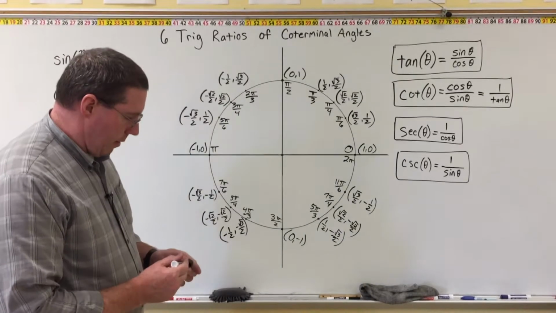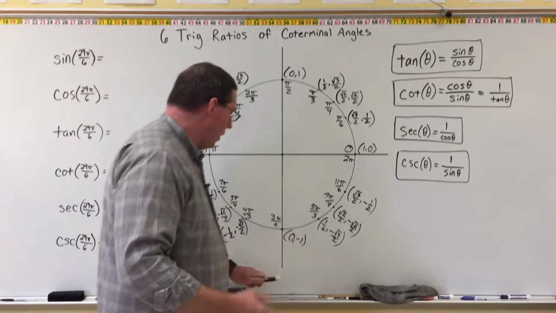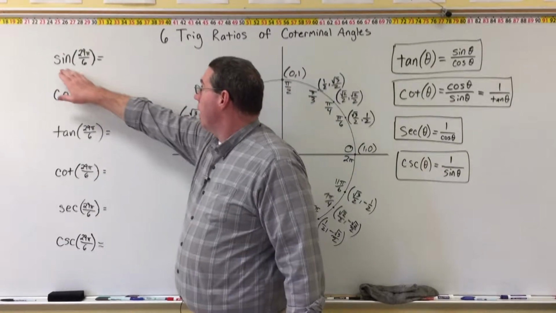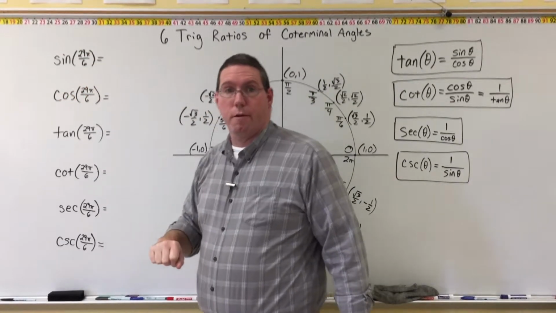All right, now that we understand that, let's now talk about how we answer a question like this. Sine of 29 pi over 6.